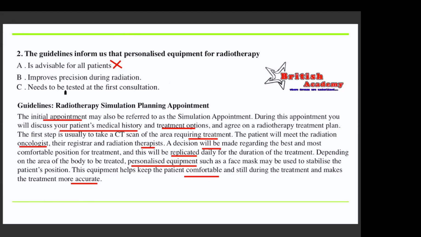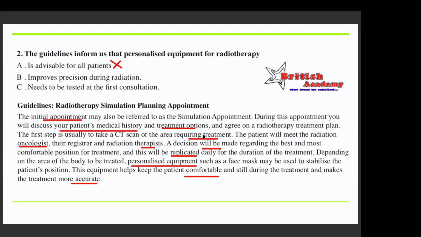Okay, now most of the people have typed in that the right answer is C. Please understand this, those who have commented C, I'll tell you why it is not the right answer. It says needs to be tested at the first consultation. I told you when we were reading this, during this appointment you will discuss your patient's medical history and treatment options and agree on a radiotherapy treatment plan. The first step is usually to take a CT scan of the area requiring treatment. This is just a first step, guys.